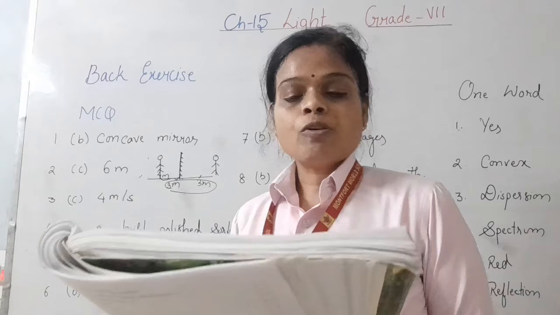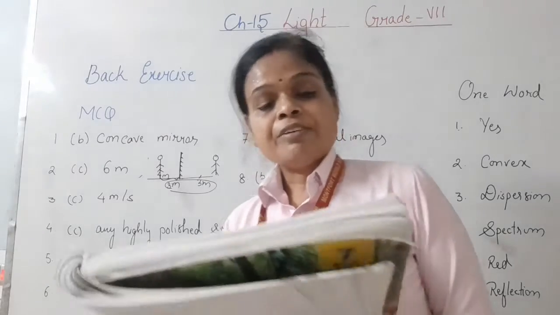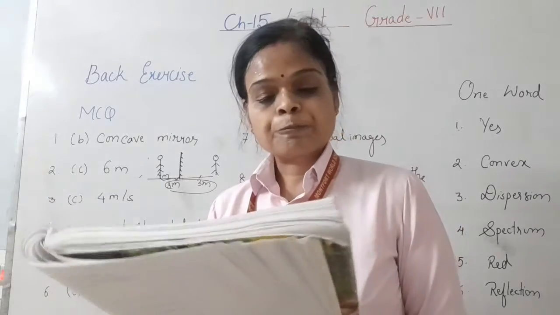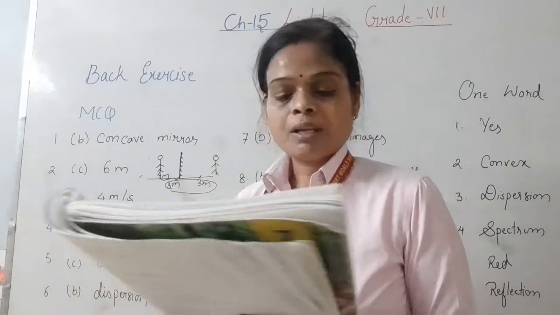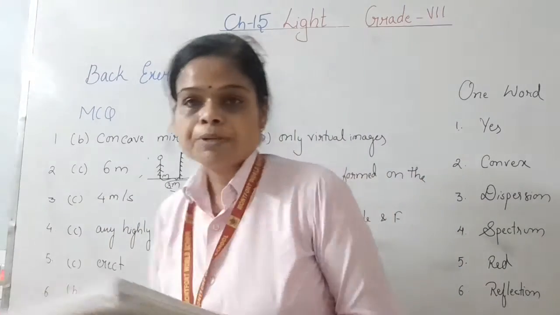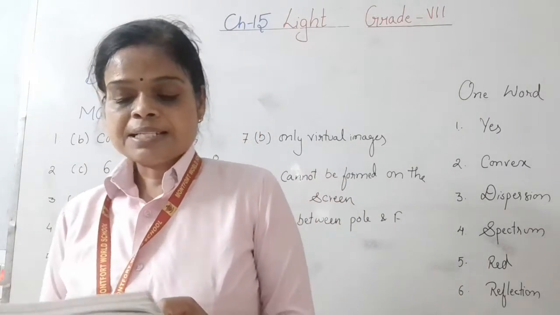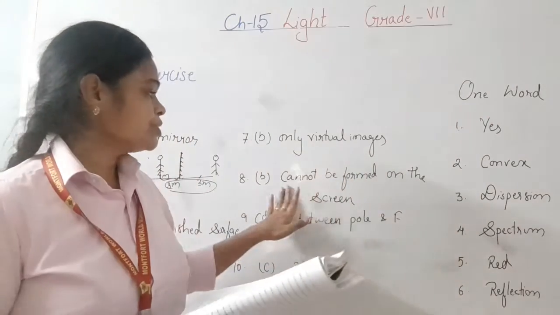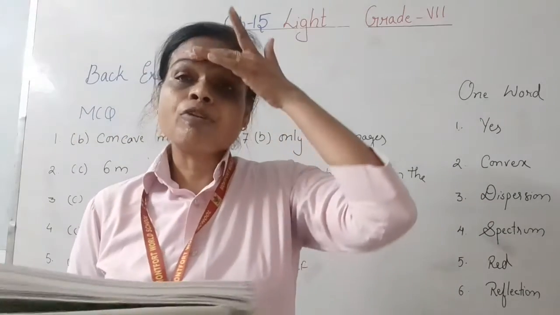We can see the image of an object if the light from it is reflected from any polished surface. A virtual image formed by a plane mirror is always erect. The splitting of white light into its 7 colors is called dispersion. So we have done dispersion, the splitting of white light into 7 colors. A concave lens can form only virtual images. A virtual image cannot be formed on the screen. Real images are formed on the screen.